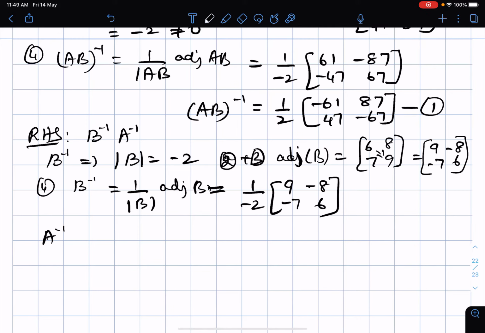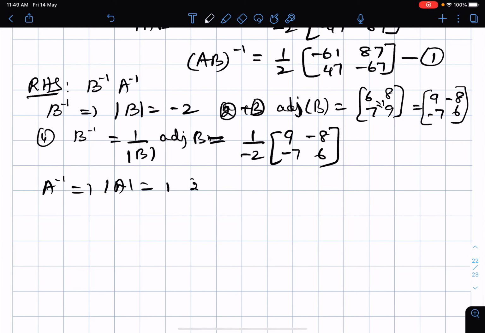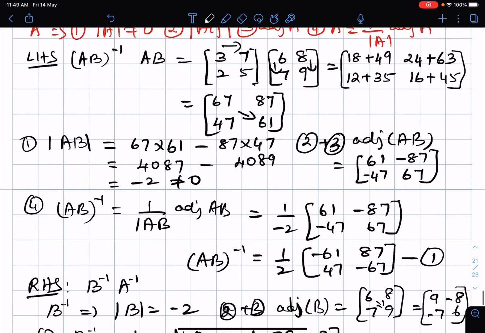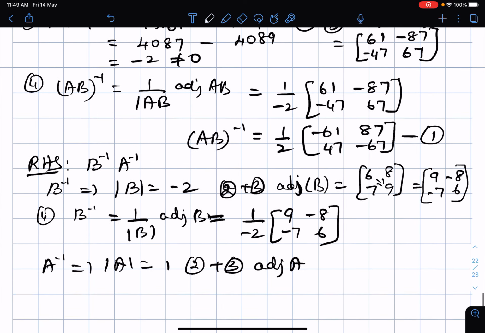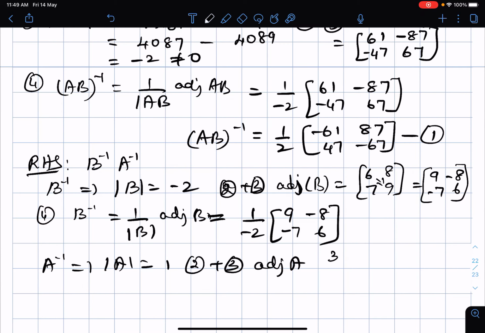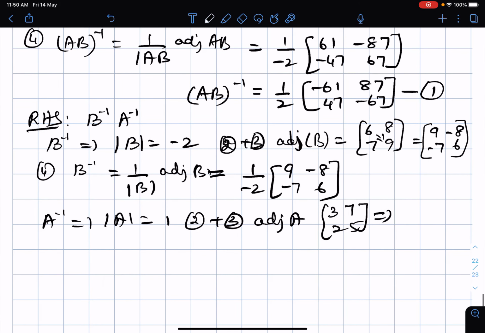Now go to A inverse. For A inverse we have got determinant A. Already we have calculated determinant A, that is equal to 1. And second plus third step, adjoint A we are going to do. What is A? A is actually 3, 7, 2, 5. So from this you get adjoint A. Okay. From this you get adjoint B. So you just invert these two elements. So here you will get 5, here you will get 3, and here just change the sign alone. This is going to be your adjoint A.